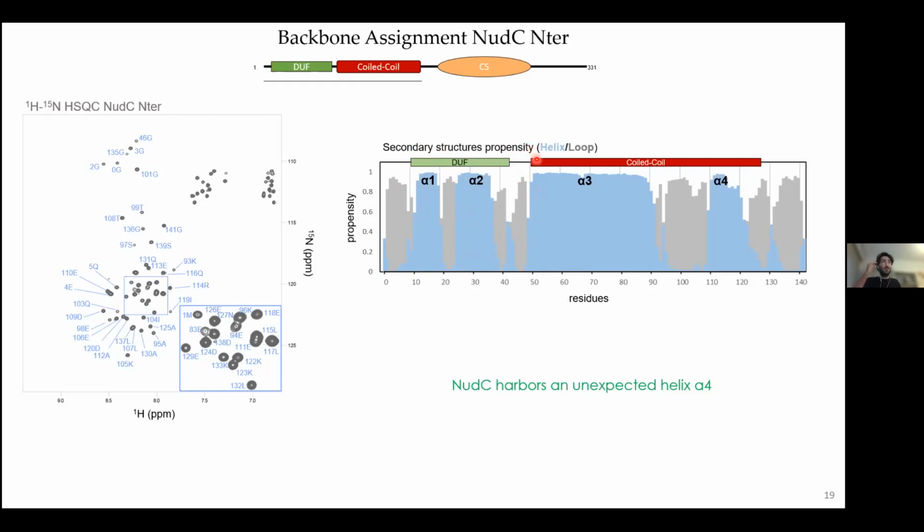also see that this long region that was predicted as being folded as a coil is actually not a coil. We have actually two separated helices, a long helix alpha 3 of 40 residues, and a helix alpha 4 that was not predicted previously. So with NMR, we can look at secondary structure, but we can also look at dynamics.